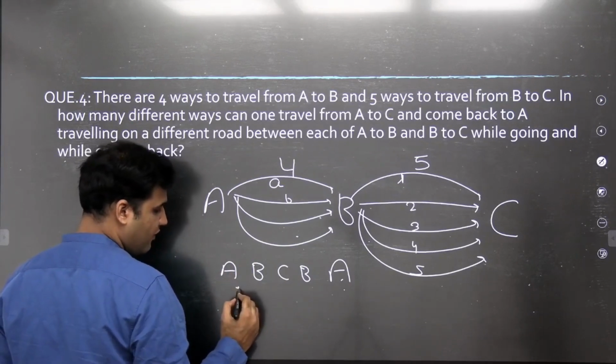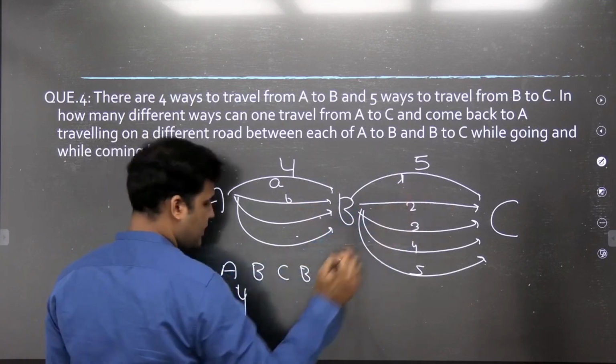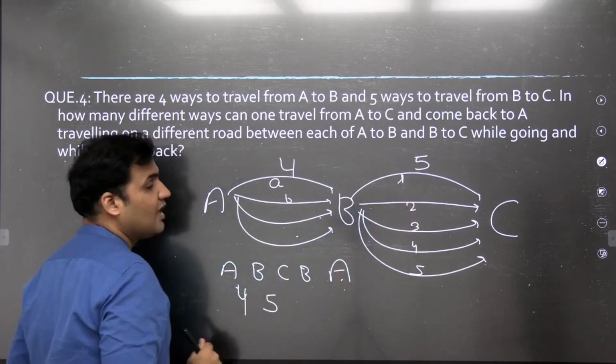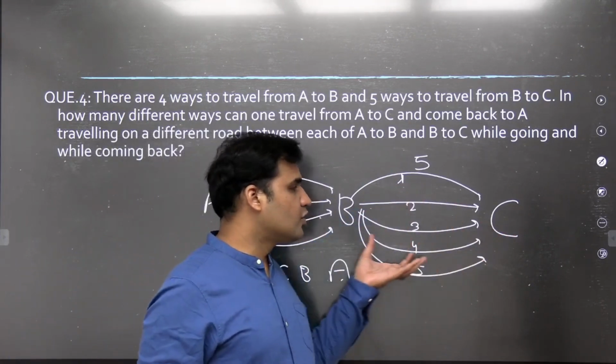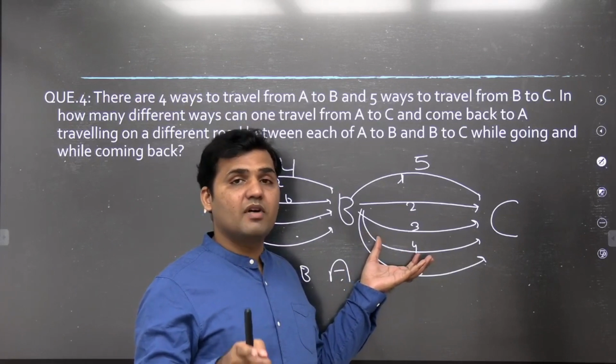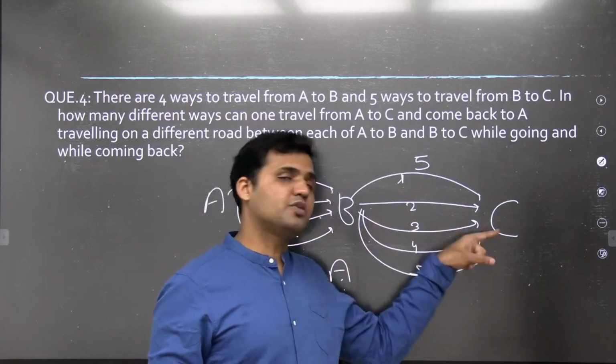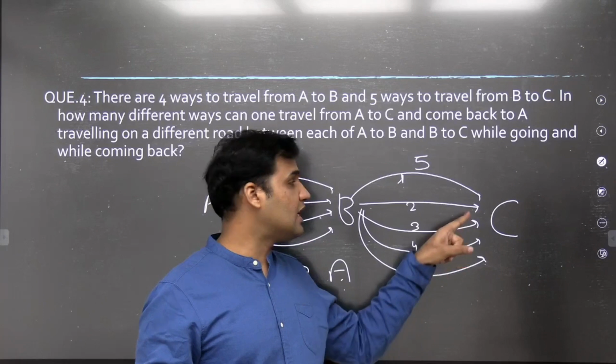सो A से B I have 4 ways to go. B to C I have 5 ways to go. Now when I'm coming back from C to B, I cannot use the road that I'm using from B to C. So वही रोड मेरे को यूज नहीं करना है, वही नहीं यूज करना है.